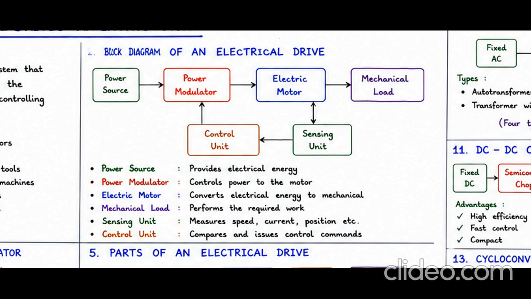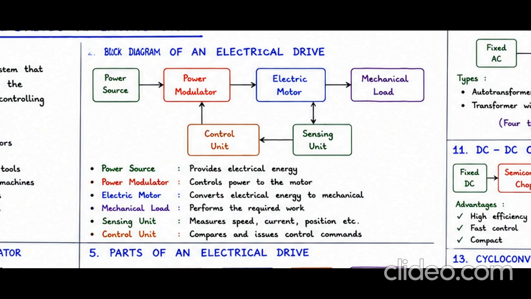Next comes the electric motor. After that, the electrical power reaches the electric motor. The motor converts electrical energy into mechanical energy for the mechanical load. The motor then drives the mechanical load. The load can be a pump, a conveyor, an elevator, or any machine requiring motion.